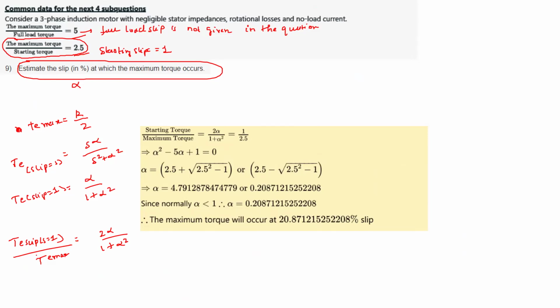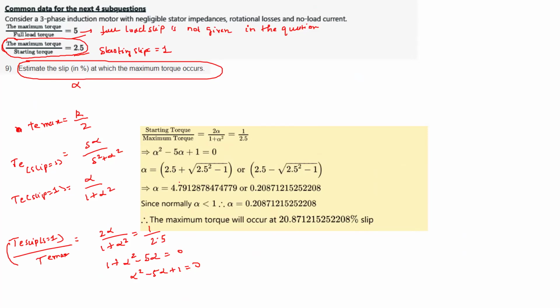But in the question, what is given? It is given that the ratio of maximum torque to starting torque is 2.5. So the ratio of starting torque to maximum torque will be 1 by 2.5, because it is just the inverse. Here what you will get is a quadratic equation: 1 plus alpha square minus 5 alpha equal to 0, that is, alpha square minus 5 alpha plus 1 equal to 0.